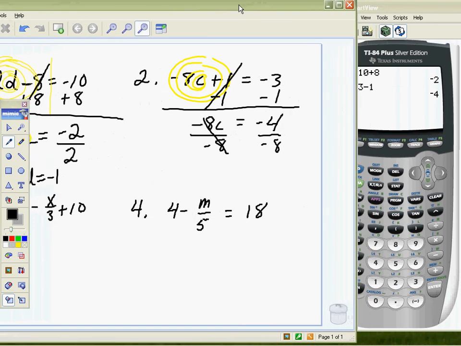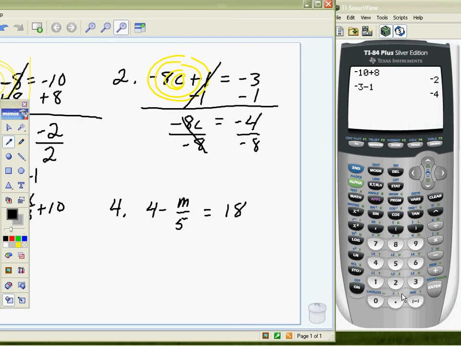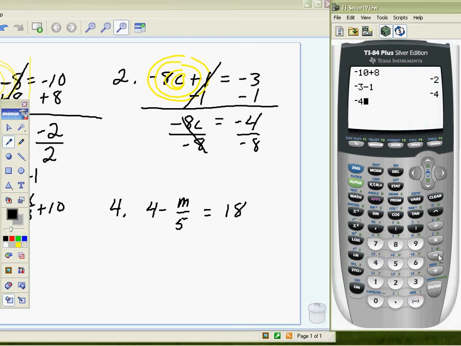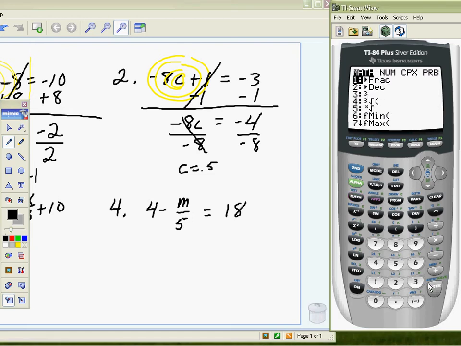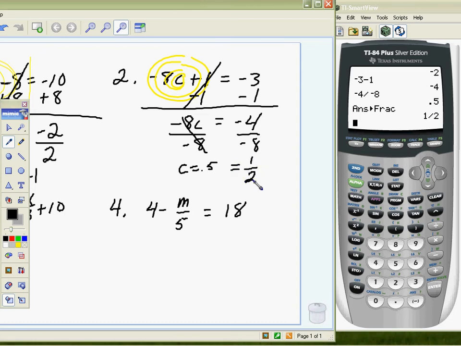Now let's come over here and perform this operation in the calculator. Negative 4 divided by negative 8 is equal to 0.5. Now that's fine. We could put that c is equal to 0.5. We could also, if you're using any of the TI-83, 84 calculators, turn this decimal into a fraction by hitting math and then enter twice, which is 1/2. Most of you know that 0.5 is 1/2.